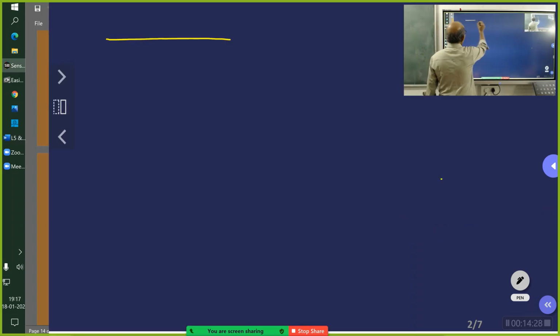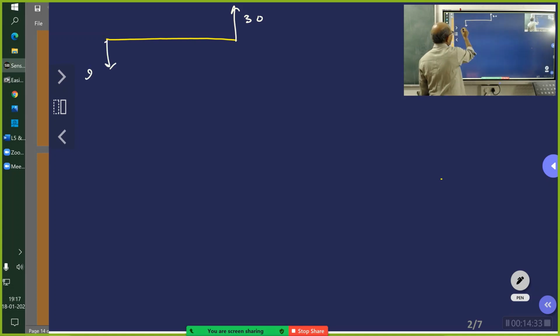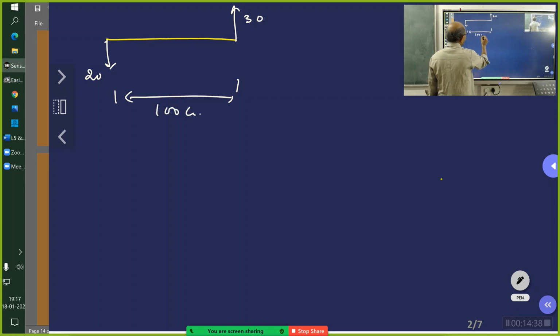The rod is given like this, and this is 30 and this is 20. And they have told the rod is 100 centimeters. Now, from the theory that you have learned, you can do it by many means. I would prefer to join this like this. This becomes the point axis of rotation, the instantaneous axis of rotation. You can give it a name: instantaneous center.